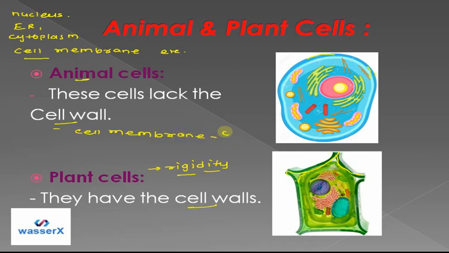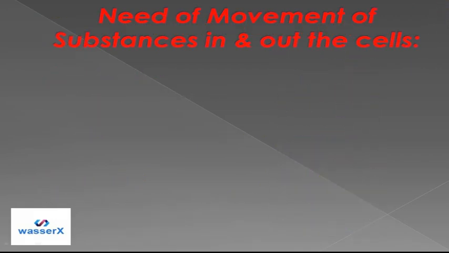This is the outer layer, and here the outer layer is the cell wall. Okay, so I guess we are clear on how we can differentiate between animal cells and plant cells. Now let's see why there is a need for movement of substances in and out of the cell.